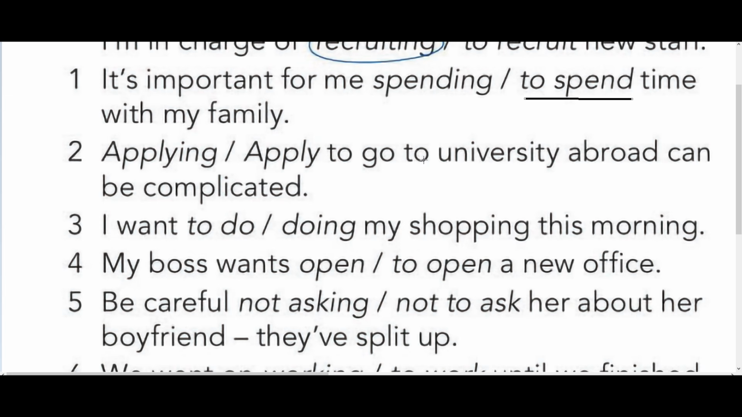Applying to university abroad can be complicated. It is the subject of the sentence. It's not like apply to go. I mean, applying to go to university abroad can be complicated. Applying to go to university abroad, it's the subject here. It's like it. It can be complicated. Applying to go to university abroad can be complicated. So here we use gerund.